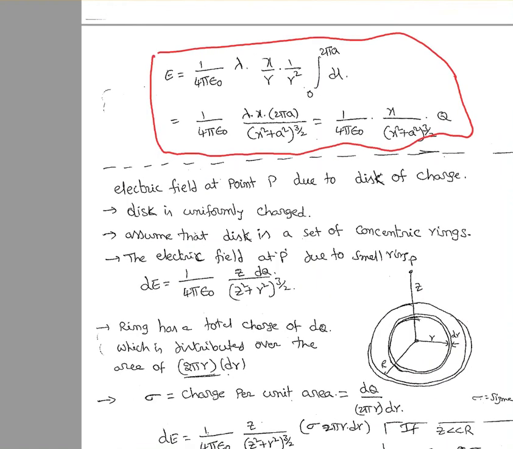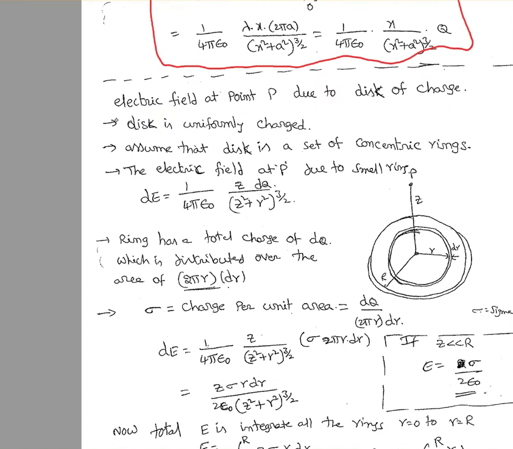Now, the next topic is the electric field at point P due to a disk of charge. In the previous case we had a ring of charge. Now I'm taking rings of different diameters and making them into a disc. This disc is made up of many very small rings.